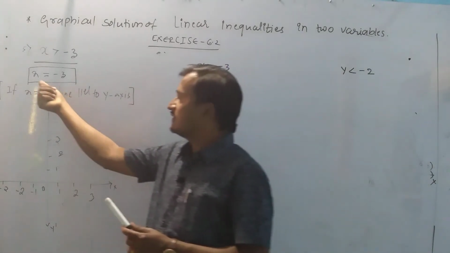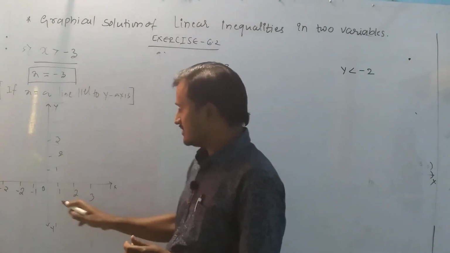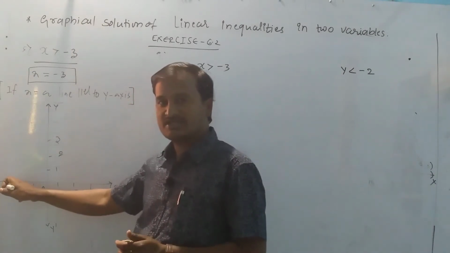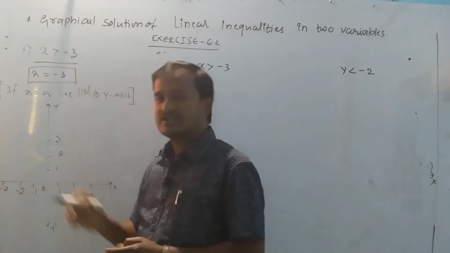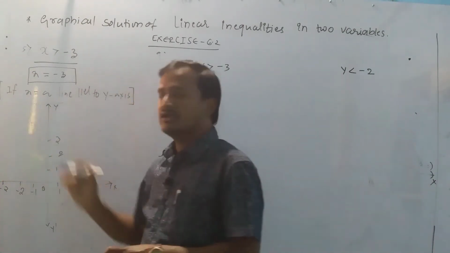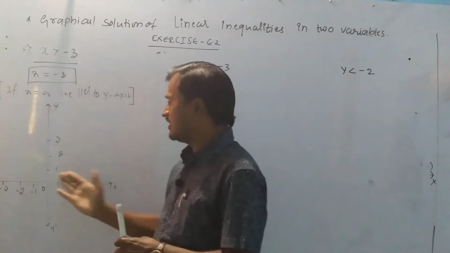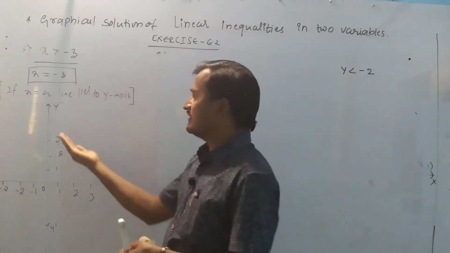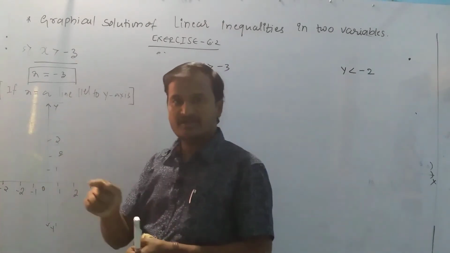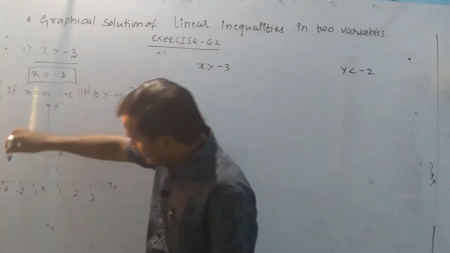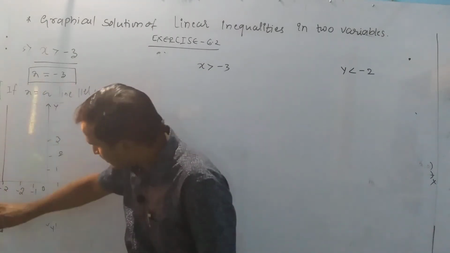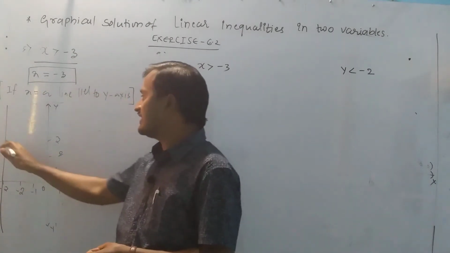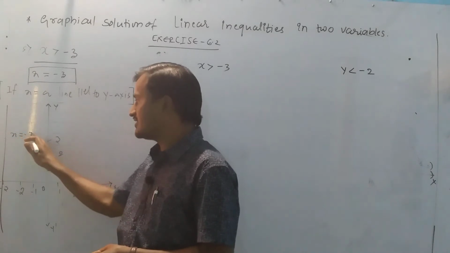Now, what is the value of x? Minus 3. So here the value of x is minus 3. We have to draw a straight line that is parallel to y axis. So x equal to minus 3 means that whatever the value of y, the value of x is always minus 3. So therefore, here we should draw the line. So this is the line x equal to minus 3.